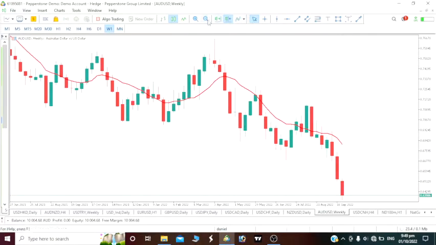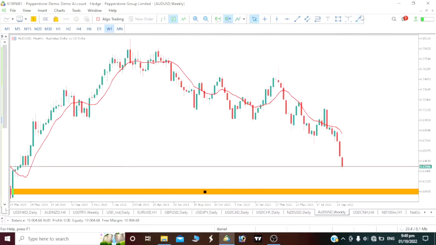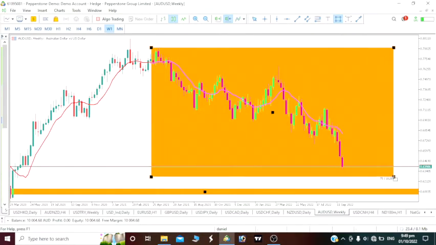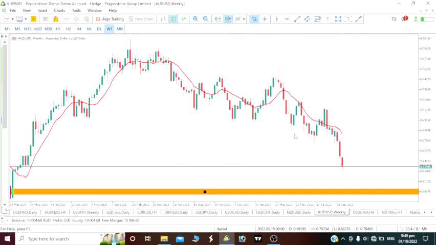Now let's see what this weekly time frame says, guys. Take a look at this movement from here on our weekly time frame. There's only one movement we are all seeing on AUD USD, which is a bearish move, right? You see that this price has been dropping, it's dropping, and now this price is below the 10 period moving average.